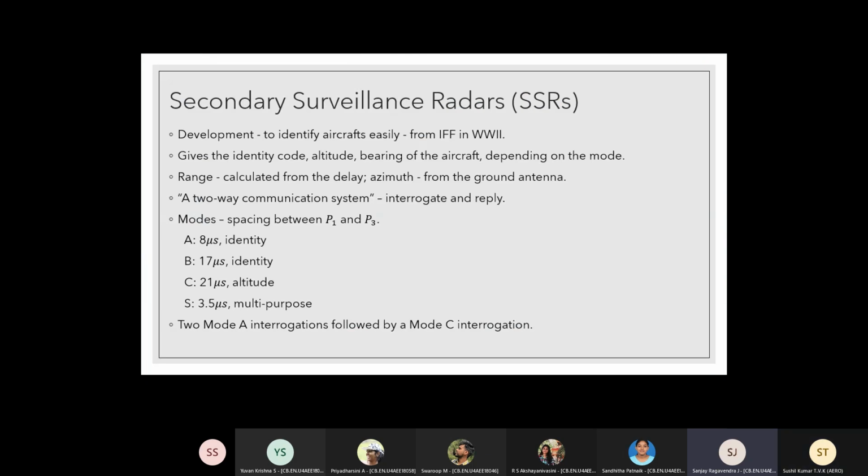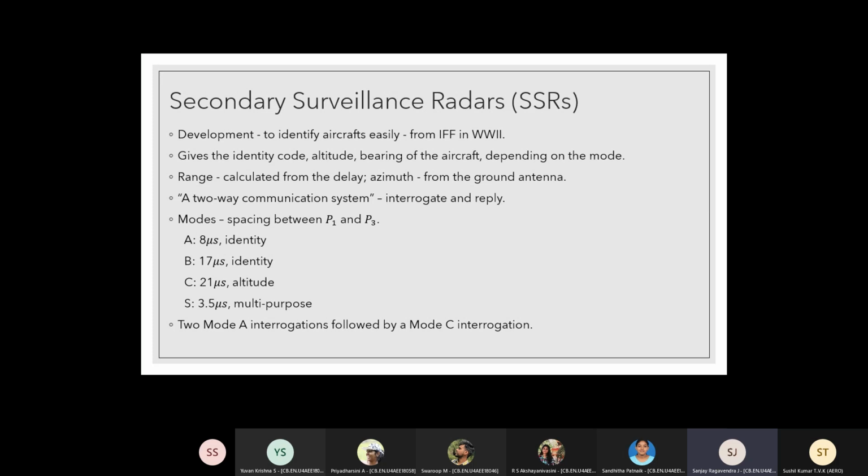SSR stands for Secondary Surveillance Radars, as we already know. The development of SSRs is primarily due to the fact that since PSRs only give the position of the target, especially during World War II, we needed to identify aircraft easily as well as reliably. This led to the development of IFF, Identification of Friend or Foe, which was used in military applications. From IFF came the development of its civil counterpart, which is what is known today as secondary surveillance radars.